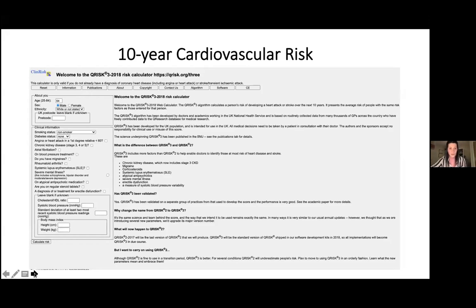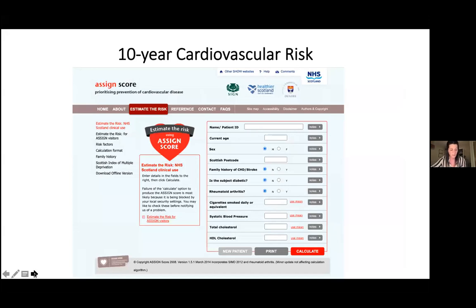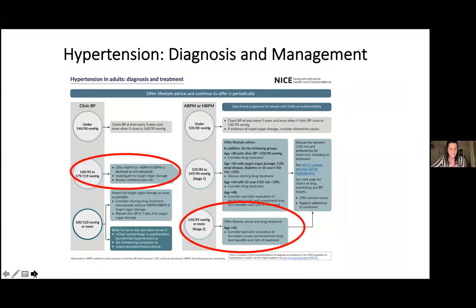And up here in Scotland, we use the ASSIGN score, and that's tailored to our Scottish population. And again, that takes into account similar things, so age, sex, your postcode, diabetes, things like that. And again, it assigns a risk. So this is a nice flowchart which guides us in the diagnosis and management of hypertension.